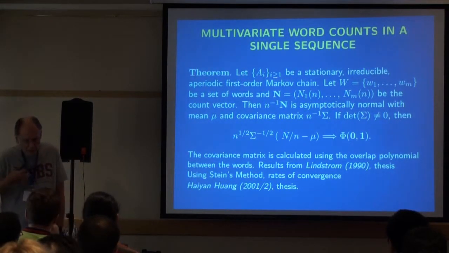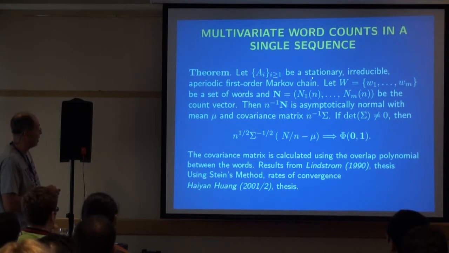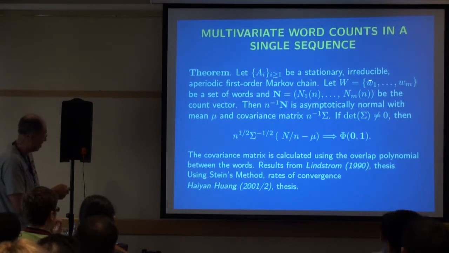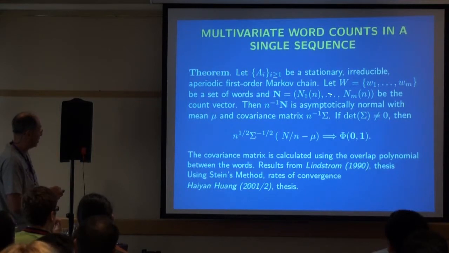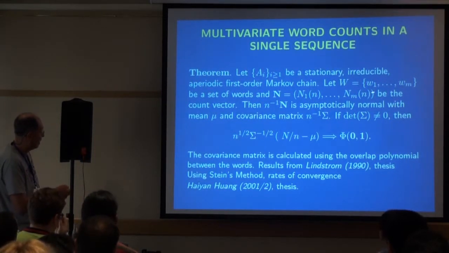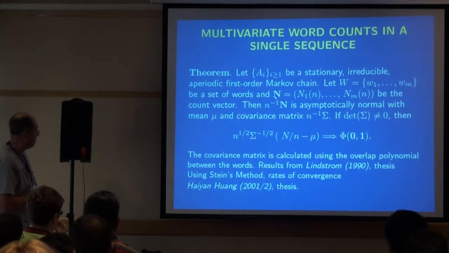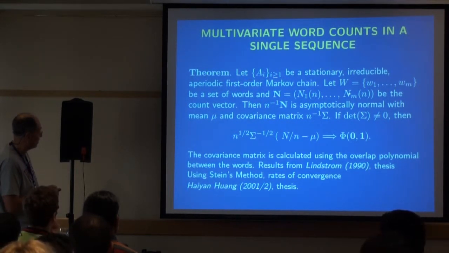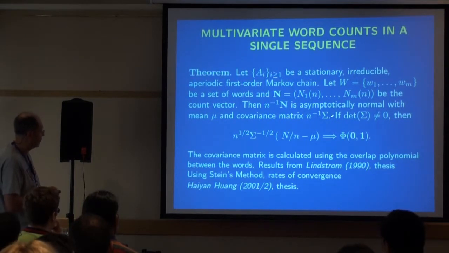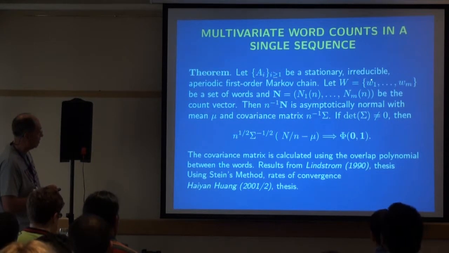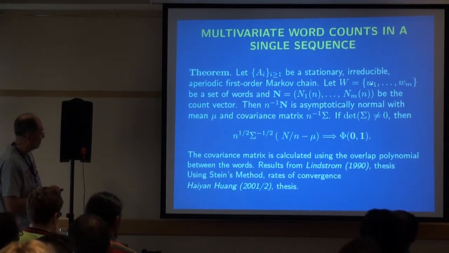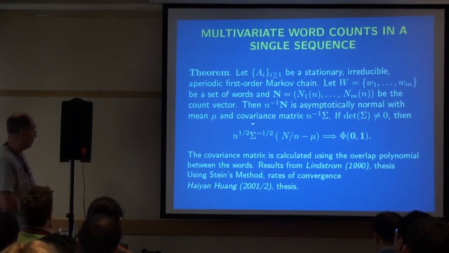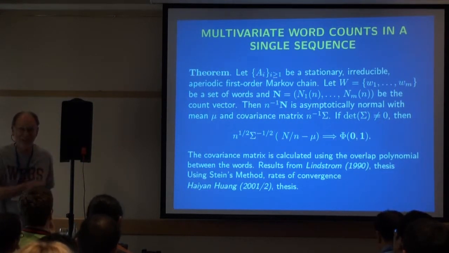I was just talking about one word there, but if we're looking at all words, there's a multivariate version of this where you take a set of words, it might even be all 4 to the K K-letter words, and you look at the count vector, the number of times you get word 1, and so on. If you divide by the sequence length, that vector will converge to the probability of each of the words, and there's a covariance matrix that has on the diagonal the variance for each of the words, and then the covariance between the ith word and the jth word. And so there's a multivariate central limit theorem.